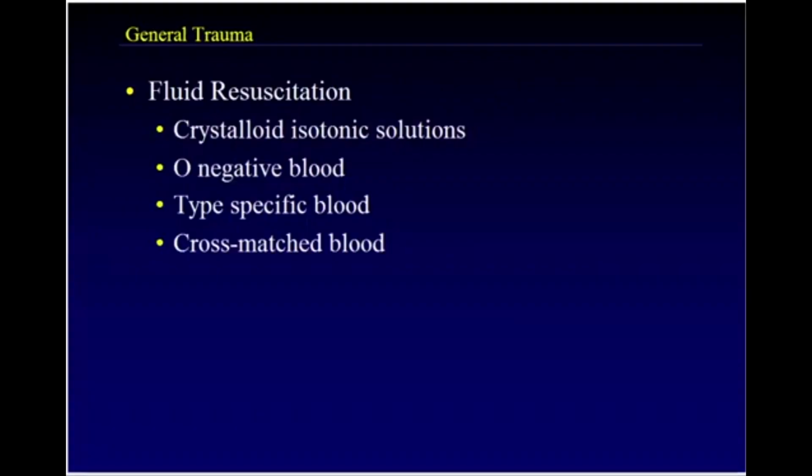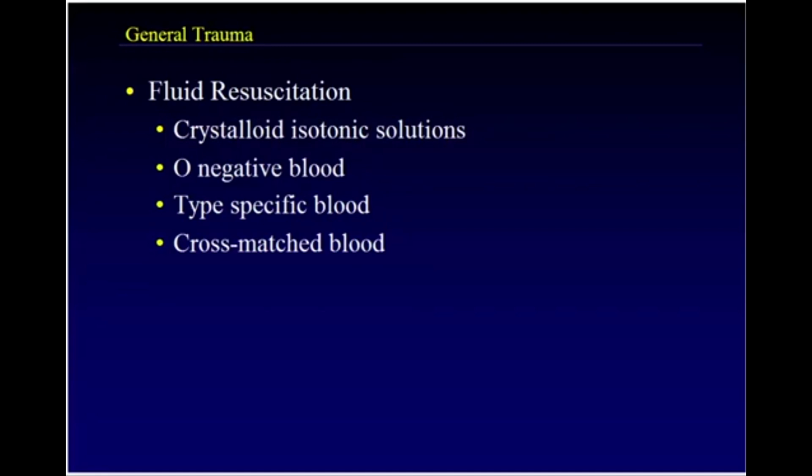adequate trauma resuscitation. The fluids that we use in resuscitation are listed here, with the crystalloid being the most available and easily accessible. It's also the least desirable. So as you go from crystalloid on down through O-negative blood, then type-specific blood, and finally cross-match blood, we would like to give cross-match blood, of course, whenever possible. That's the fluid of choice.